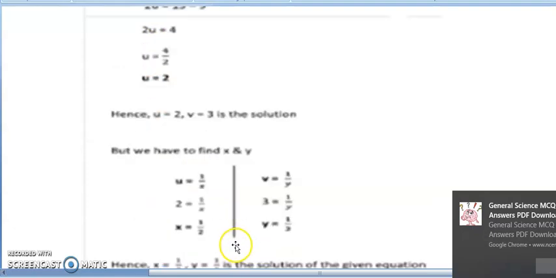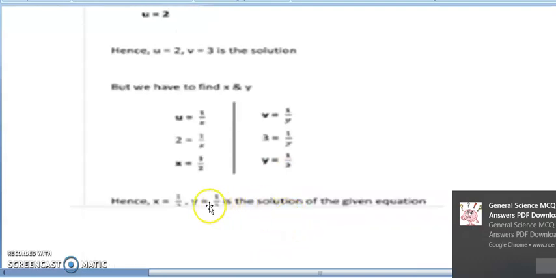Now, we have assumed u is 1 by x. So what is u? 2. 2 is equal to 1 by x. Cross multiply, 2 into x is equal to 1, or x is equal to 1 by 2. Similarly, here also v is equal to 1 by y, and we have found v as 3. So 3 is equal to 1 by y. Cross multiply, 3 into y is equal to 1, or y is equal to 1 by 3. So y is equal to 1 by 3.